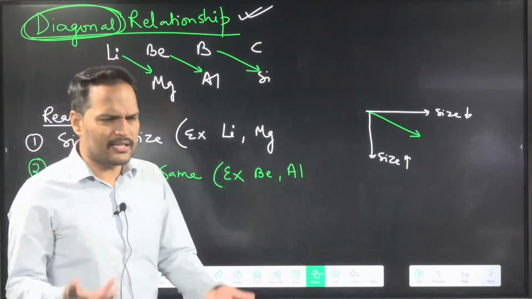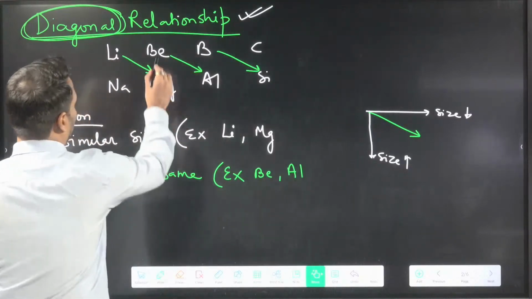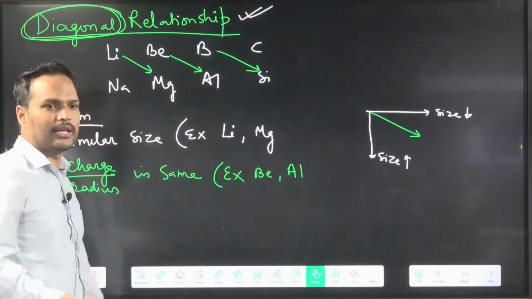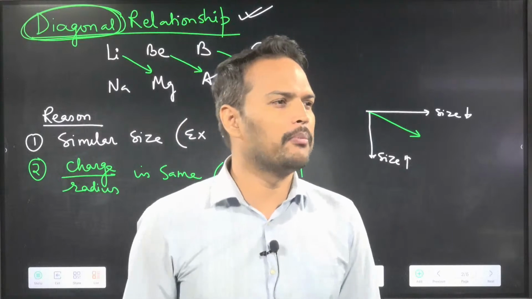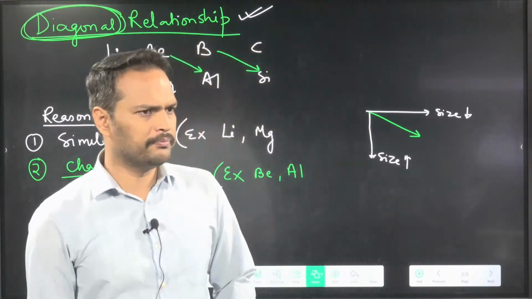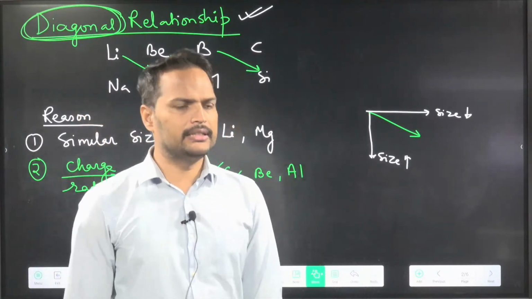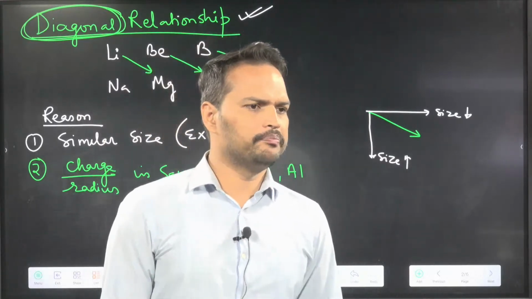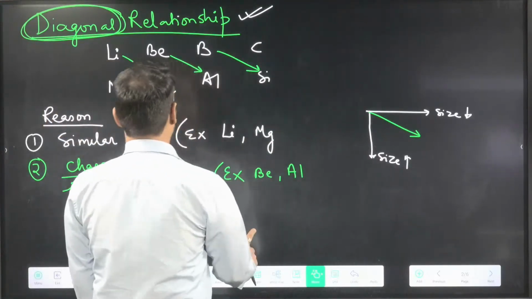Now which properties are similar? So we will see this in future. Like beryllium one, I can tell you at least that beryllium oxide and aluminium oxide both are amphoteric. Do you remember any other similar property between beryllium and aluminium? One thing I told, amphoteric oxides.